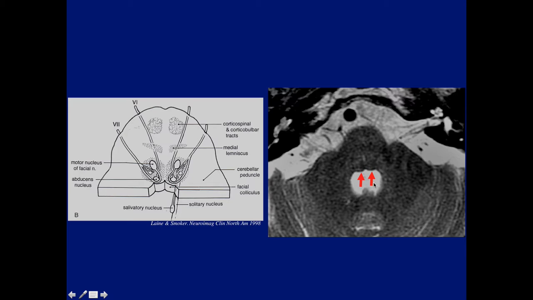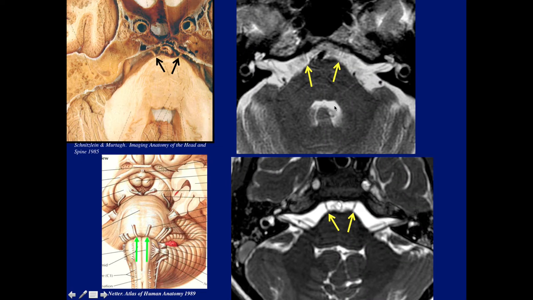And we can see nicely on this MR these two little bumps. Those are the facial colliculi, and the sixth nerve and the seventh nerve nucleus sit right anterior to those colliculi. Now, usually on a regular T2 image, we're not going to see the sixth nerve very well. You just see a shadow of it here. And if we do thin T2s, you can see they're quite obvious.